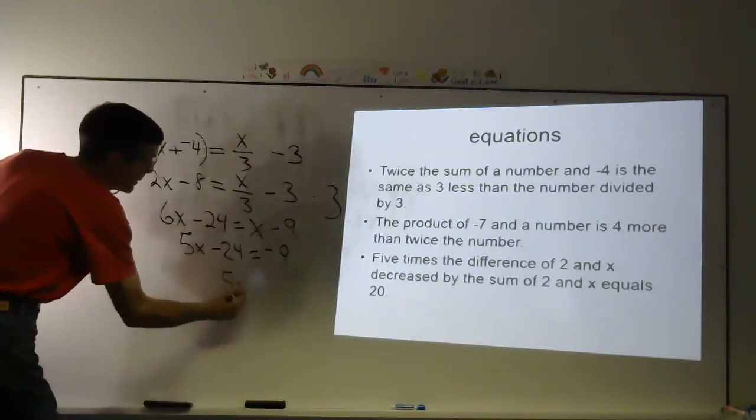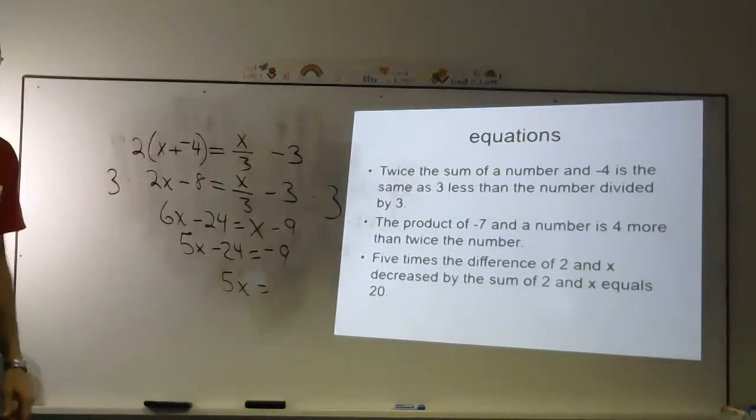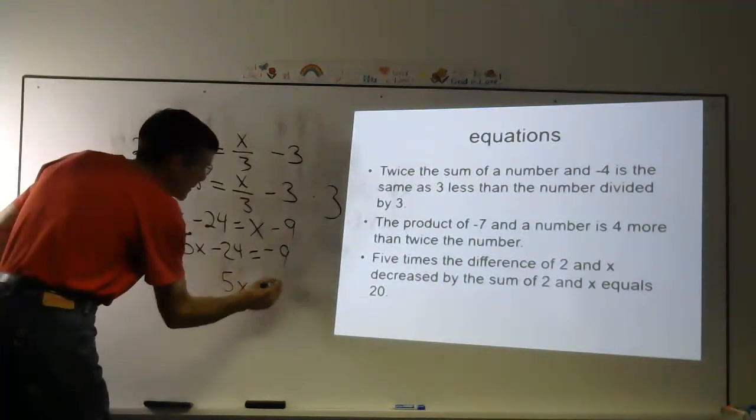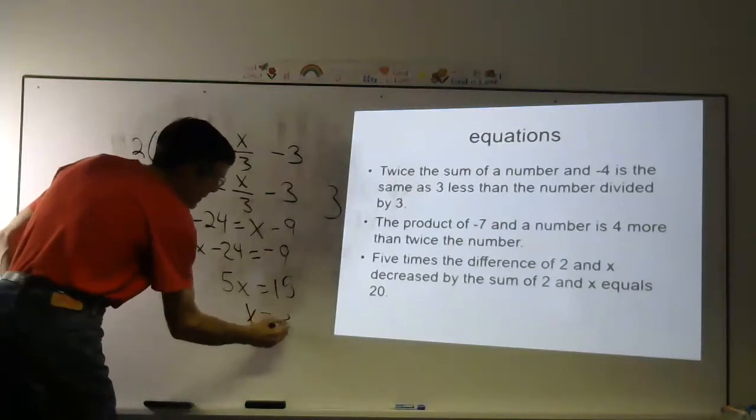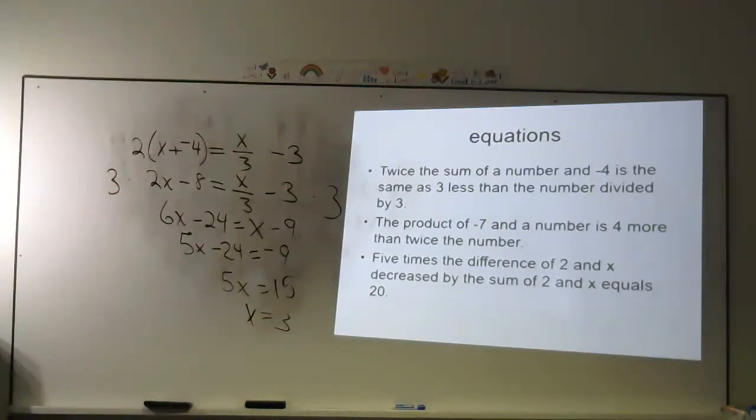Add 24. 24 and negative 9 should be about 15. x is 3. Okay? How about we do another one?